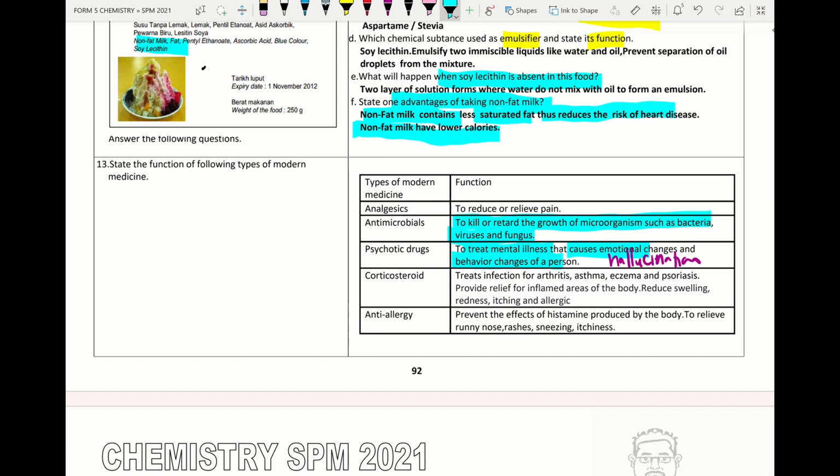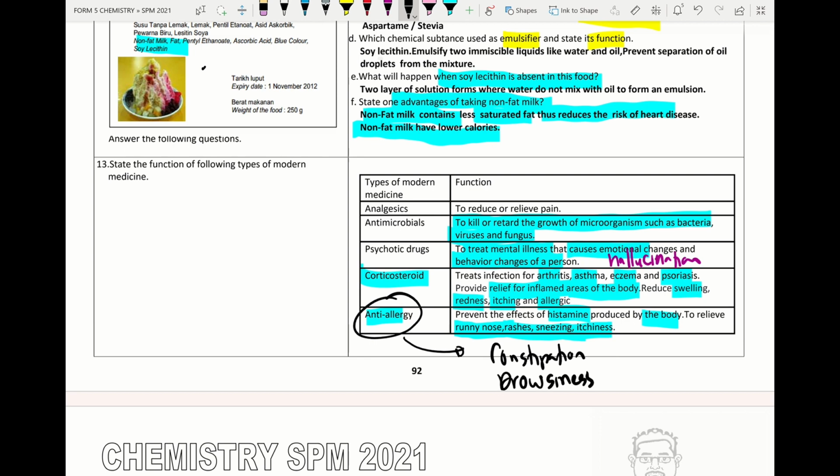Corticosteroid is used to treat arthritis, asthma, eczema, psoriasis. It is also used to relieve inflamed areas of the body, reduce swelling, redness, and itchiness and allergy. Anti-allergic prevents the effects of histamine produced by the body, and it also relieves running nose, rashes, sneezing and itchiness. And this anti-allergic can cause constipation, drowsiness. Please remember all this. All right, so we move on to the analgesic.